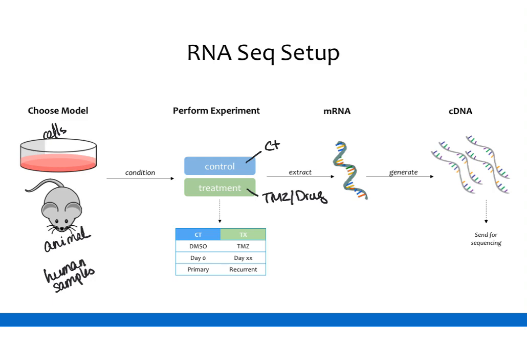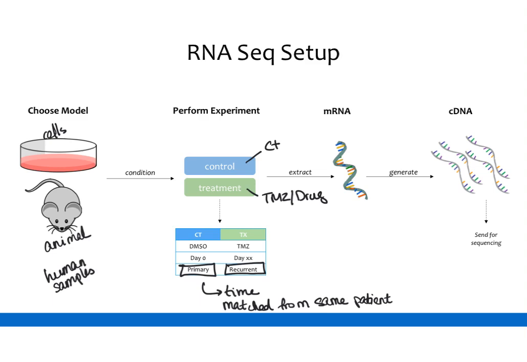A more complicated version might be that I want to look at primary human samples and recurrent human samples. So this is a time change, and hopefully you can get matched samples from the same patient so that your control is appropriate. So your control in that case would be the primary, and you would be comparing against the recurrent. So the important thing is just to make sure that your control is the best control possible and the closest to your drug condition or to your treatment condition.